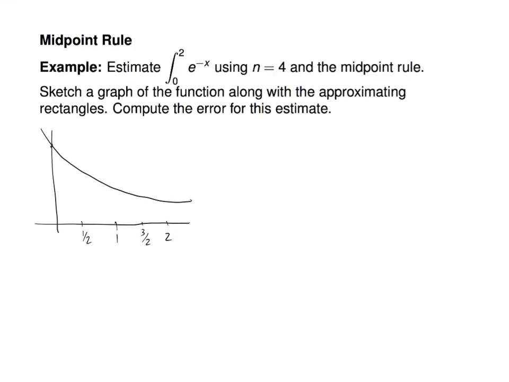But instead of plugging in left points or right points, you find the middle point of each interval and you plug that in. So what's midway between 0 and a half? A quarter. And how about a half and 1? 3/4. Next one, see the pattern is going to be 5/4. Do you buy that? And the last one's going to be 7/4, right?